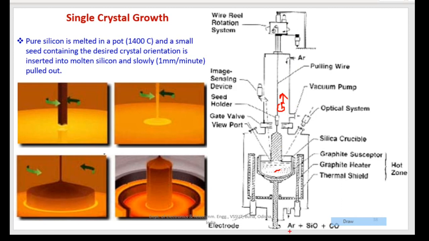So basically we have to understand the fundamental idea that a seed is dipped into molten silicon, and it is pulled up while rotating at a very slow speed, 1 mm per minute, right? And when it comes out, we get the required silicon cylinder that we want to form. So this is how a single crystal of silicon is formed. Mind it, this is a single crystal silicon, so the orientation of the silicon atoms will be the same throughout the crystal.